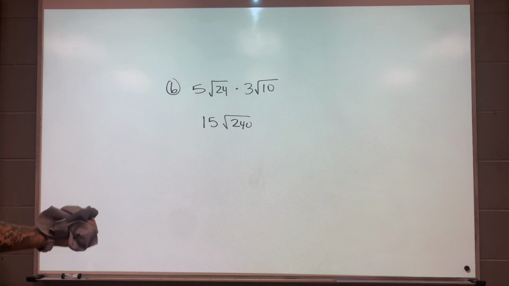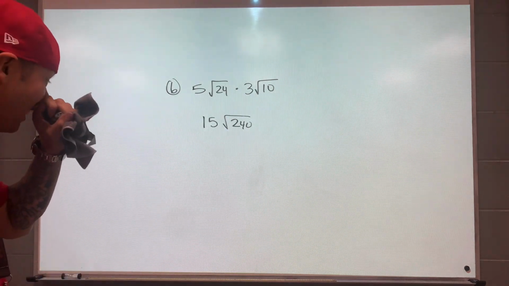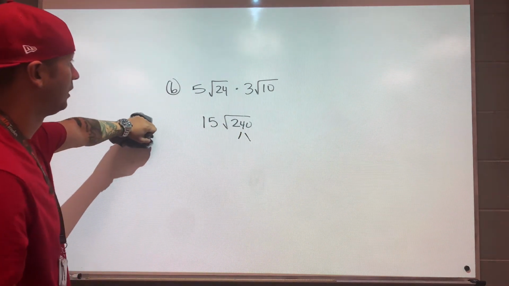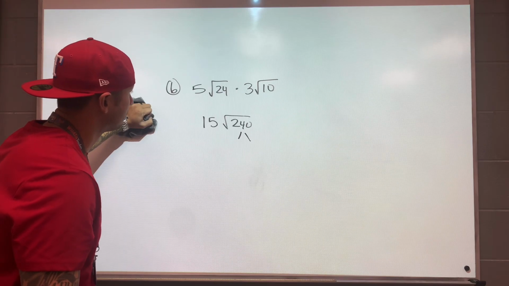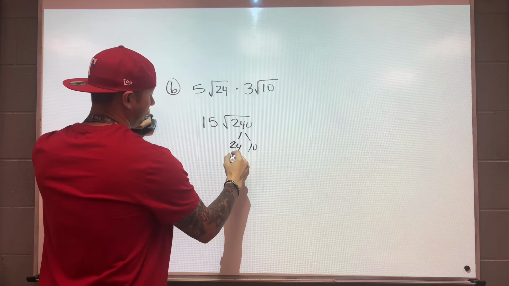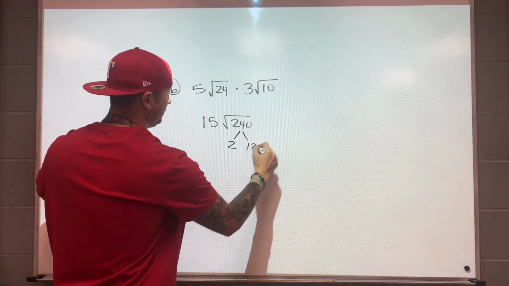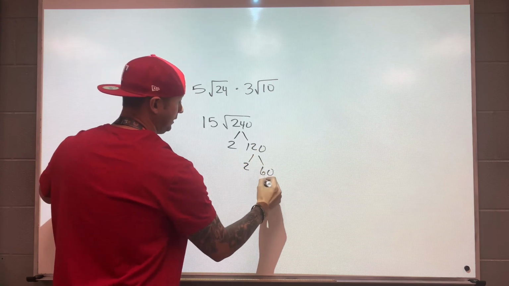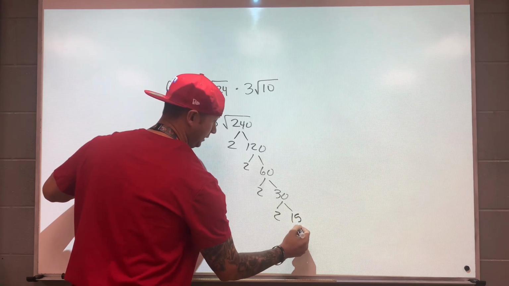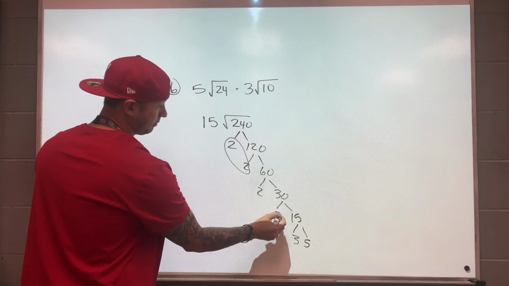Now, could we have simplified first? Yeah, we could have. I mean, it doesn't really make a difference. We're going to run into it anyway, so look, 24 and 10. Actually, 2, 120, 2, 60, 2 and 30, 2 and 15, 3 and 5. So here's a pair, here's a pair.